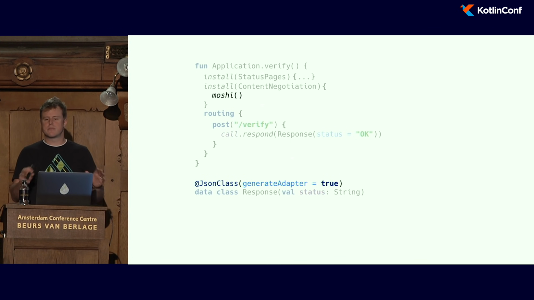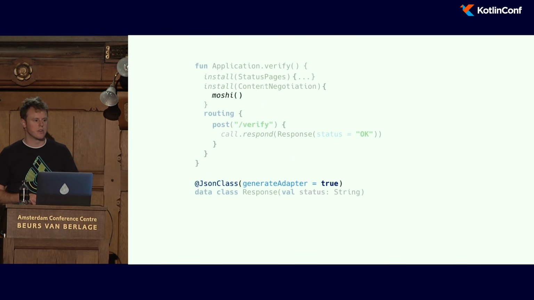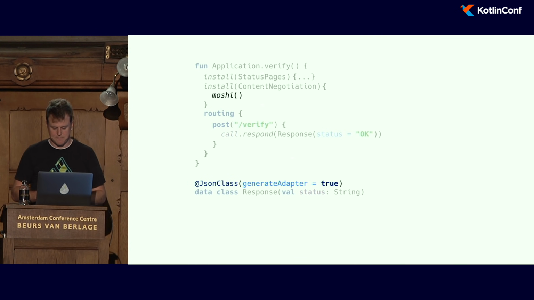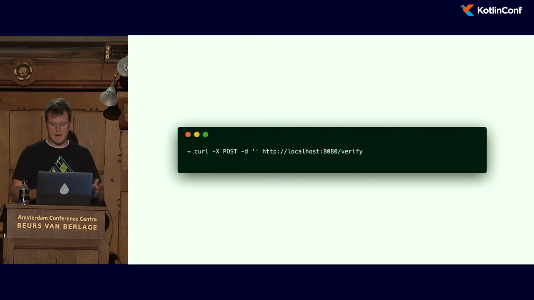And this is all, if you don't use Moshi, if you use JSON or Jackson or something else, then it's all the same. You can simply add JSON or Jackson converters just like this. So now here's our simple server. So let's run this again and see what happens.